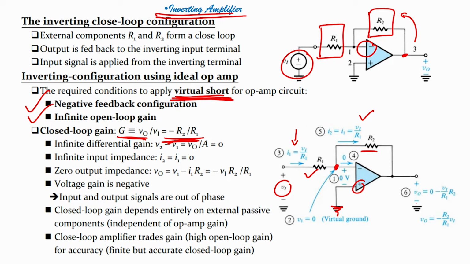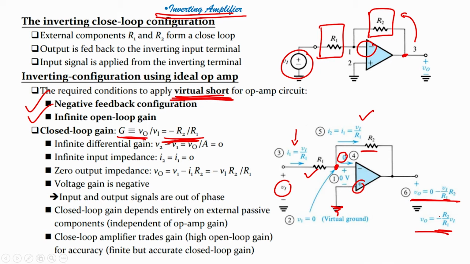So, what will be my output voltage? The voltage here is 0, because nothing will flow here, it is an infinite or very high input impedance, and the difference voltage is also 0 volt. So, if I want to measure VO, VO is nothing but 0 minus V1 by R1 into R2. So, VO by V1 will be nothing but minus R2 by R1.